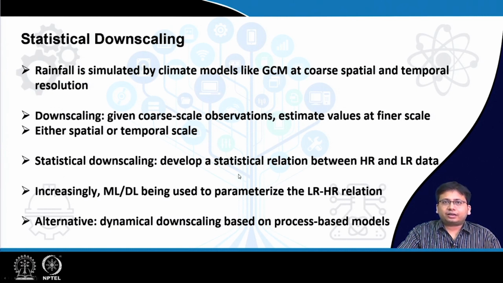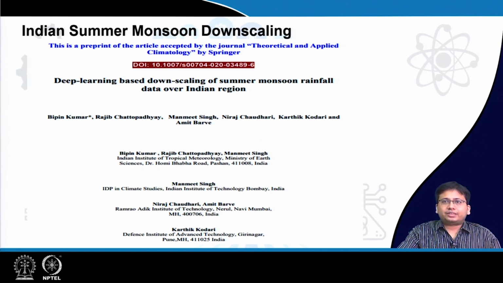The alternative is statistical downscaling, where you develop a statistical relation between the HR and the LR data. These statistical relations can use probability distributions or regression or something like that, and increasingly machine learning or deep learning techniques are being used to parameterize the low resolution to high resolution relation. So basically we want to define some kind of a mapping from the low resolution data to the high resolution data. This mapping can be done by various machine learning algorithms. And this mapping can be either linear or non-linear, it can be either deterministic or probabilistic, and so on and so forth. So in today's lecture we will discuss 3 case studies in which this kind of statistical downscaling has been achieved with the help of machine learning approaches.